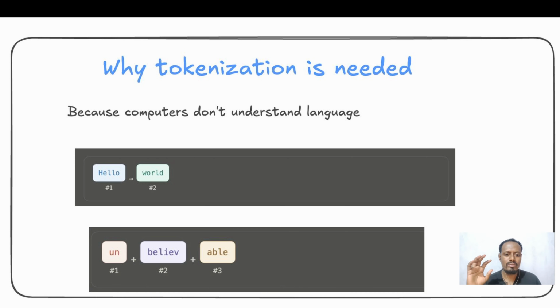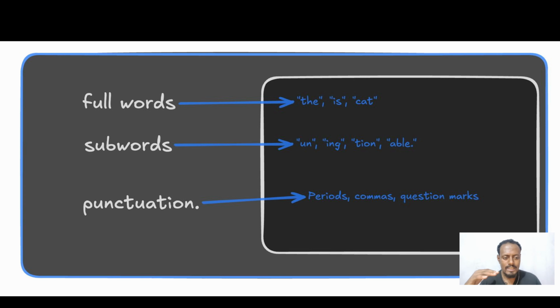So this brings us to the types of tokens you will see. There are basically three main categories. First is a full word. These are common everyday words like the, is, and cat. These are usually their own token. They appear so often that the model has them baked in.